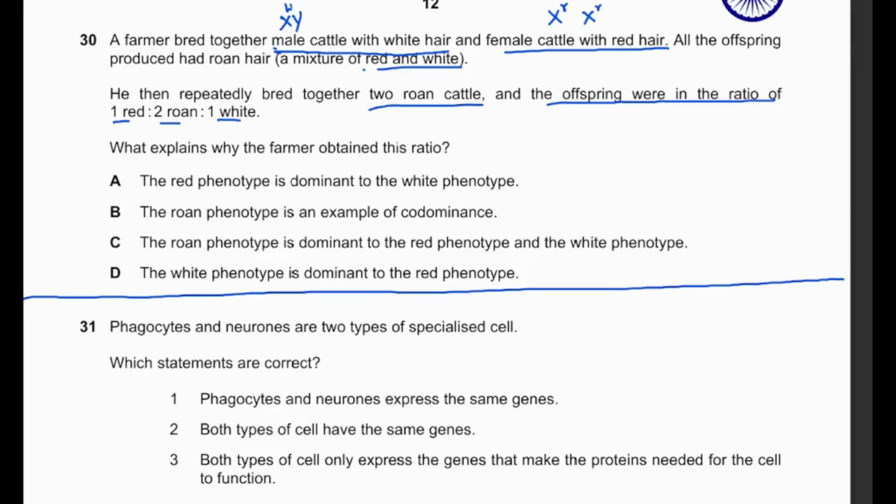Now, such types of questions in which we see a 1:2:1 ratio. If you have done some revision of the past papers, sometimes they combine the same question with flowers: 1 red, 2 pink and 1 white. They generally do it with flowers, and this type of question will be in your theory paper also. Write the genotype, write the phenotype, write the ratio. These questions will be there.